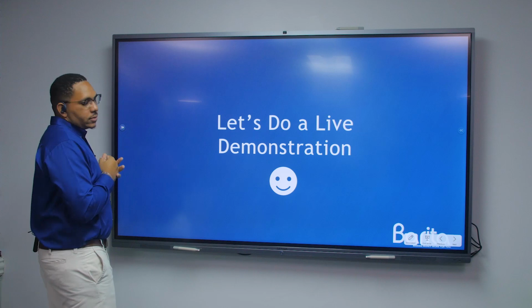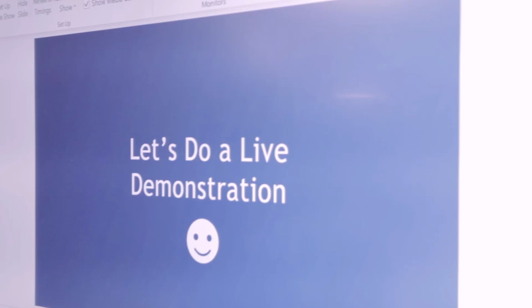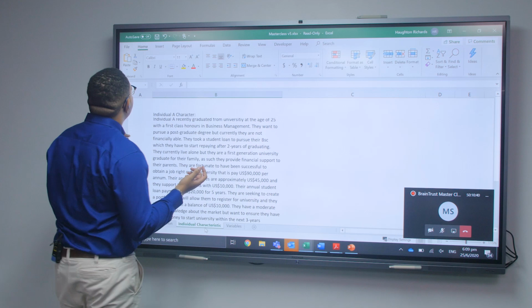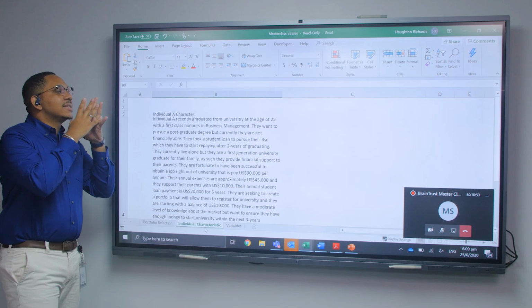So we're actually going to build a portfolio at this point based on two individuals' characteristics. Just like last class, I built a little story about a person. We're going to determine the objective of the person, what kind of portfolio we're going to give them, and the risk profile of this person. Then we're going to collectively select what portfolio you're going to give this person, right?